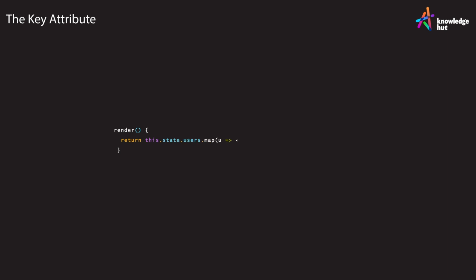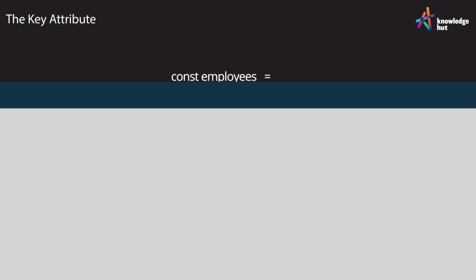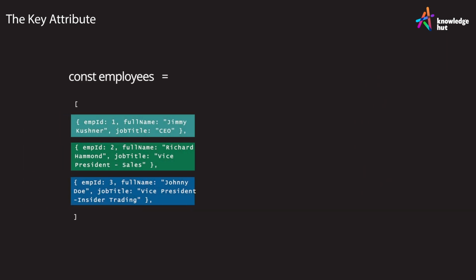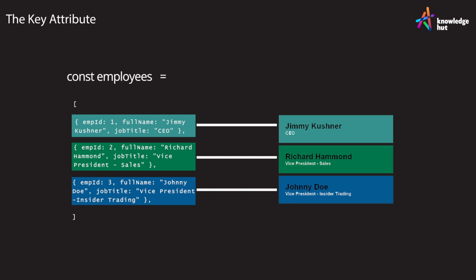You've seen me use this attribute when using the map function to render lists of elements or React components. But what is the significance of the key attribute? Let's find out. When React renders multiple instances of elements or components, it needs to keep track of each rendered element with its data source.